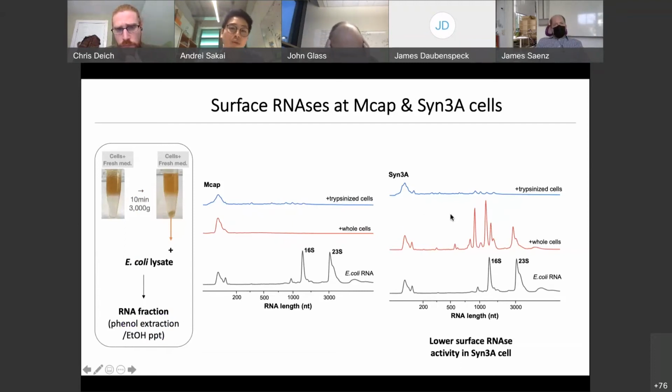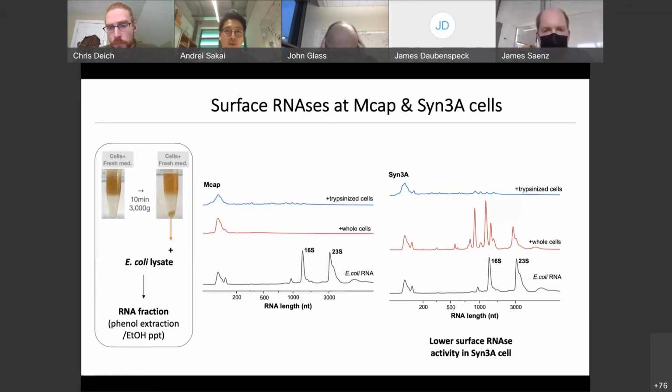And the same for the trypsinized cells. We can reduce the nuclease activity, but not completely, because we can see here degraded ribosomal RNA also for the trypsinized cells. What we see differently, though, is that for the Syn3A, we see a lower RNase activity. So when we add the Syn3A cells to the E. coli lysate, we are still able to see some peaks here for 16S and 23S. So it's just that for Syn3A, the RNase activity is lower.